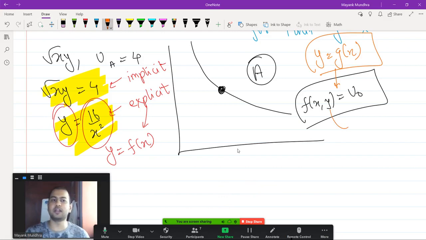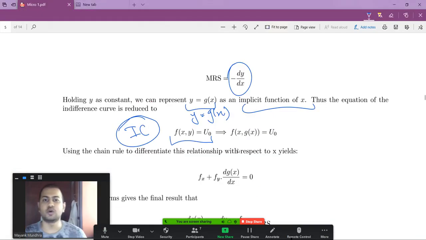So you can write y as g of x. Okay, so I am just writing f of x comma y could be written as f of x comma g of x equals u naught. Now we are going to differentiate this thing and we are going to apply the chain rule.